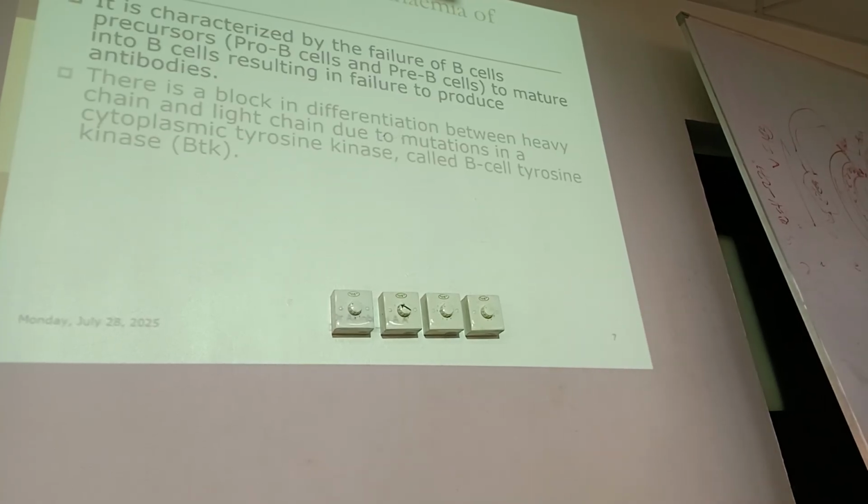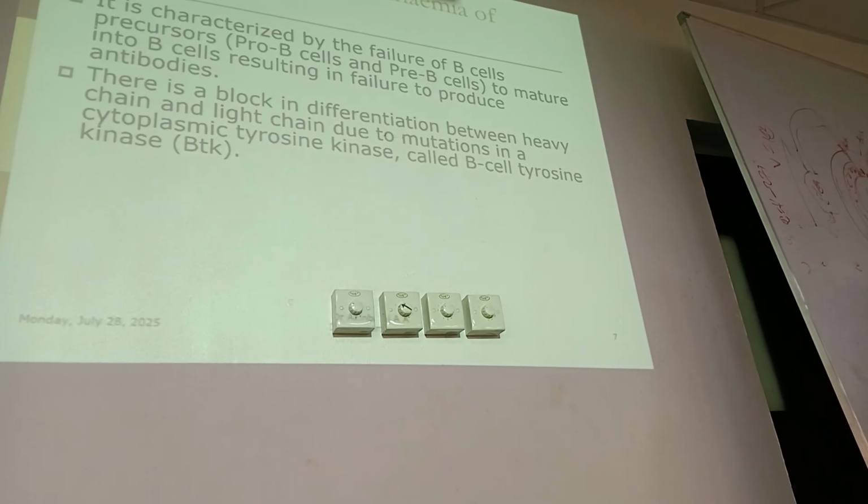So in X-linked agammaglobulinemia of Bruton, there is a mutation that is affecting maturation of B cells. It is characterized by failure of the B cells to mature, the pro-B and the pre-B, which are the precursors of B. They cannot mature into B cells. So there is a block in the differentiation between heavy chain and light chain due to mutations. If you don't have B cells, you cannot have antibodies, you cannot have immunoglobulins.